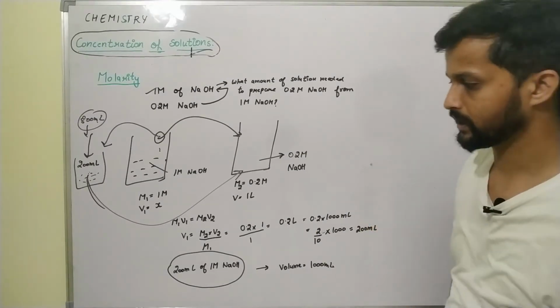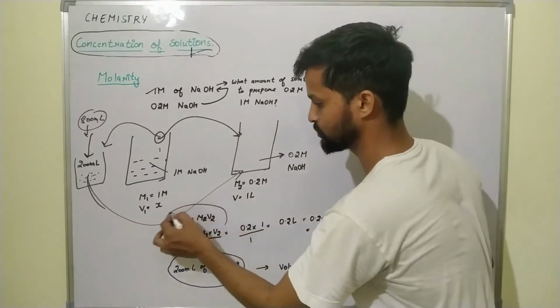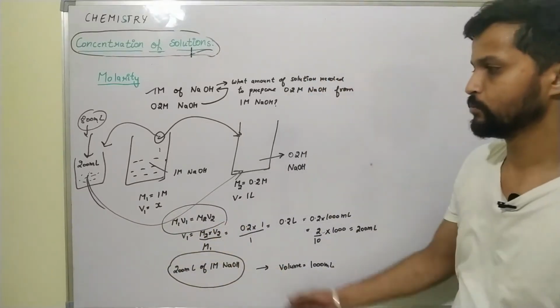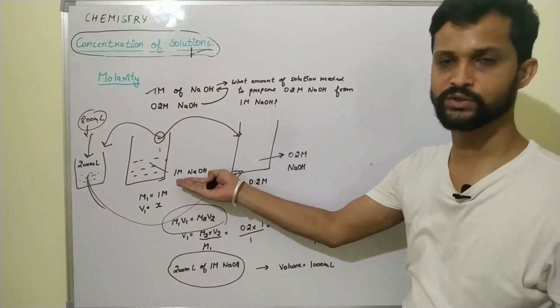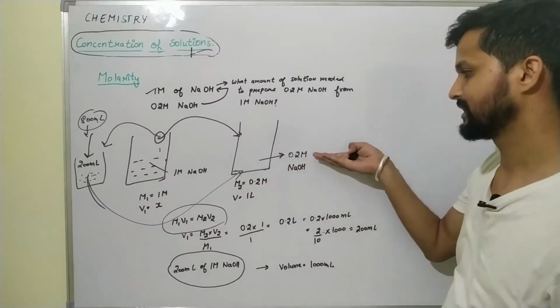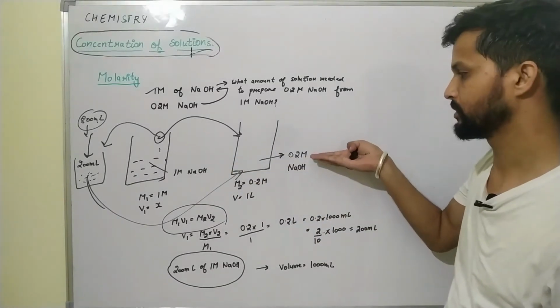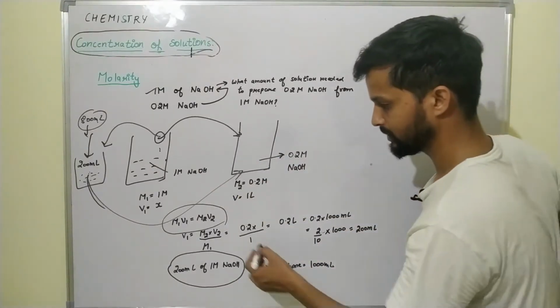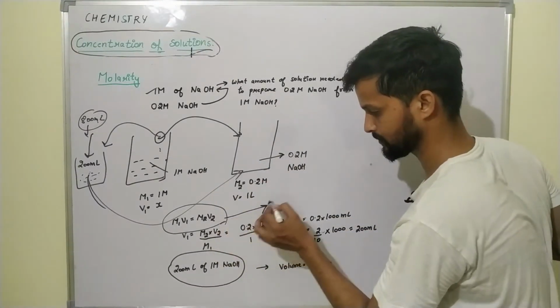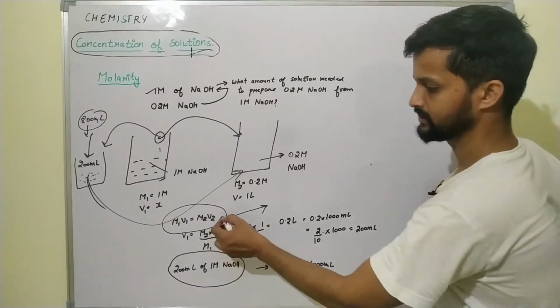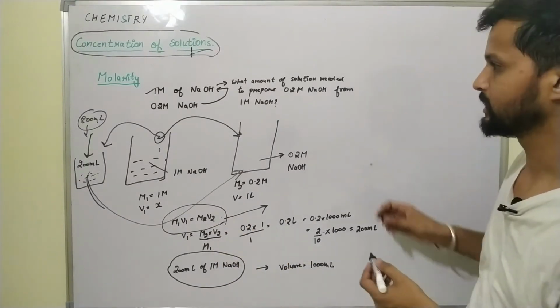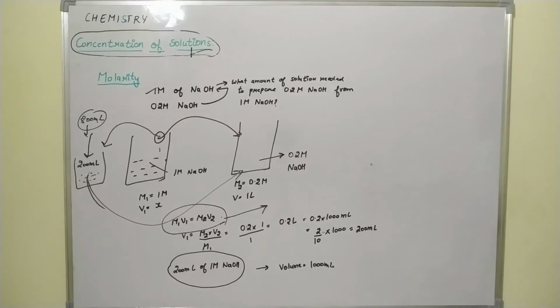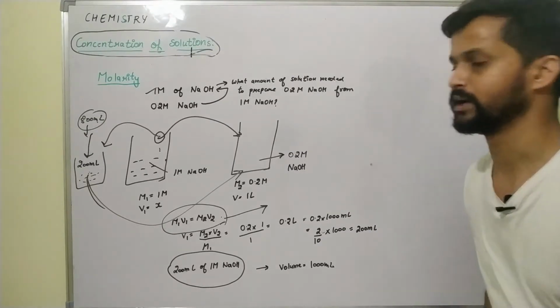So this is the practical meaning, and this is mostly used in the lab because most of the time they prepare 1 molar sodium hydroxide and they ask the lab attendant or the students to prepare the 0.2 molar solution of this. So this is the practical, and you can also take it as a numerical, and this is a formula. Is it clear? So now we are going to move to our next numerical.